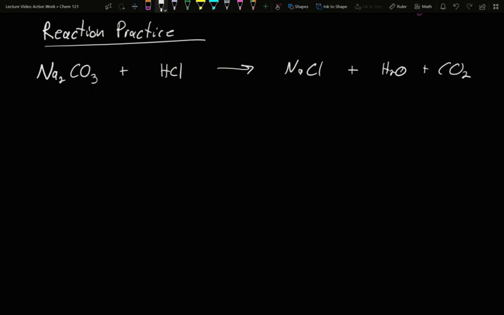So in this video, we're going to do a couple guided practices. So we have this formula. There's sodium carbonate, hydrochloric acid, we get sodium chloride, water, and carbon dioxide as products. So we have an unbalanced reaction, no molecular masses or anything like that. First step, go ahead and pause, balance this, and find the molecular masses for these compounds.